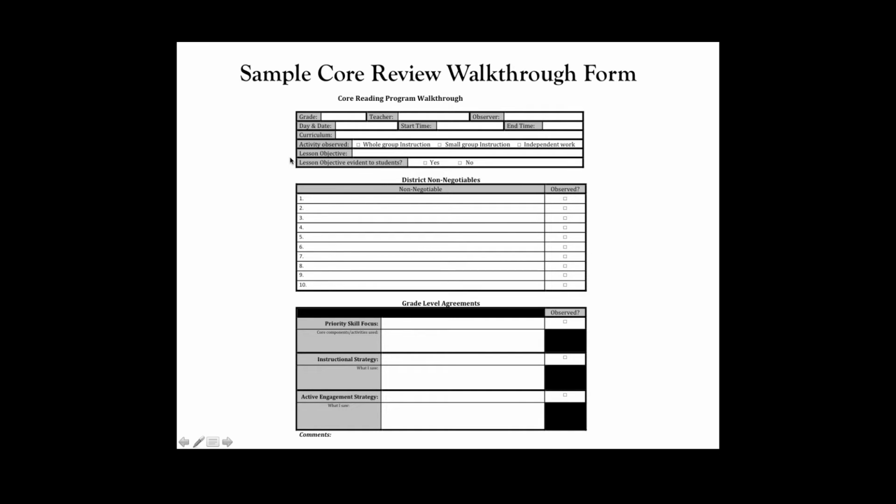The important part is to notice the function of the form where you have the logistics at the top that are easily gathered. And then down here, you have your grade level agreements from your 100% meetings. You'll list the priority skill, the instructional strategy, and the active engagement strategy. This is page 1 of your walkthrough form. There's an area at the bottom for the observer to write comments.